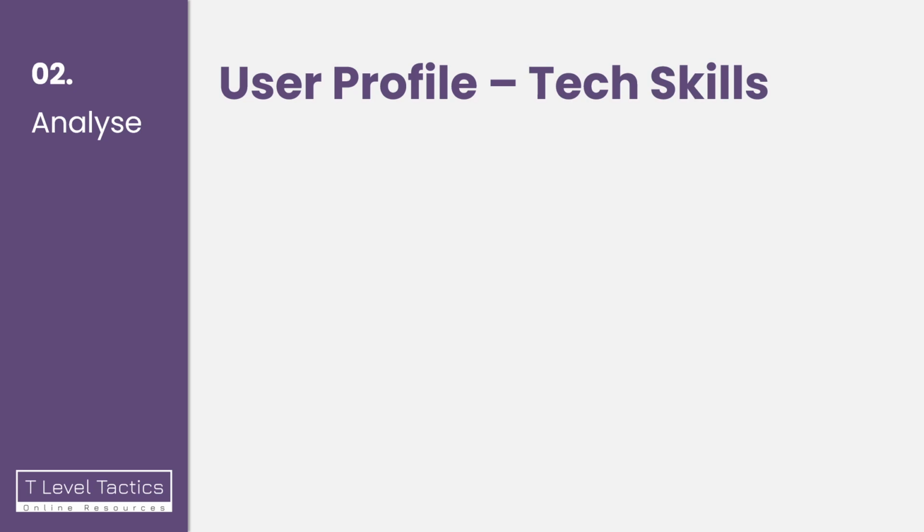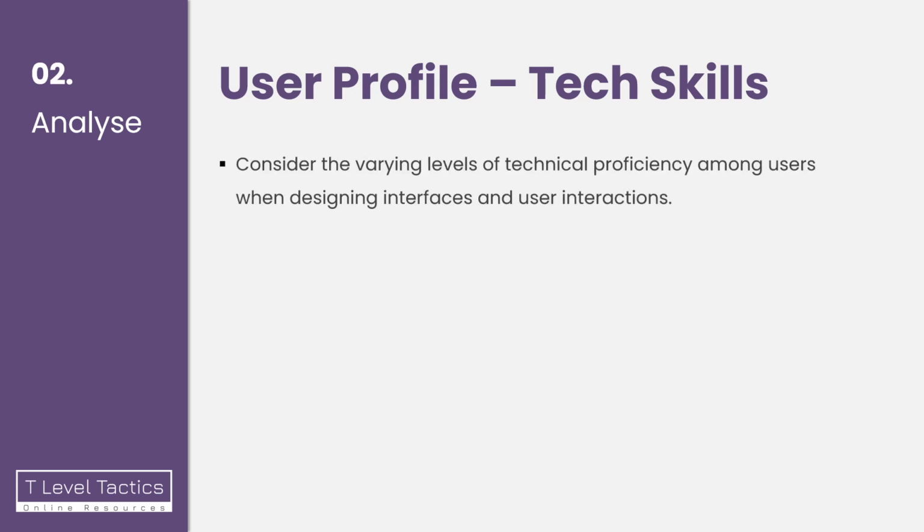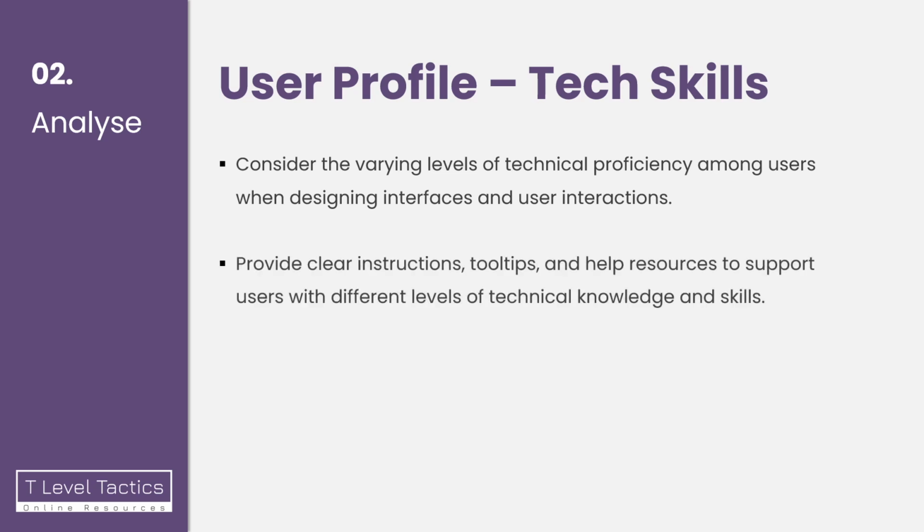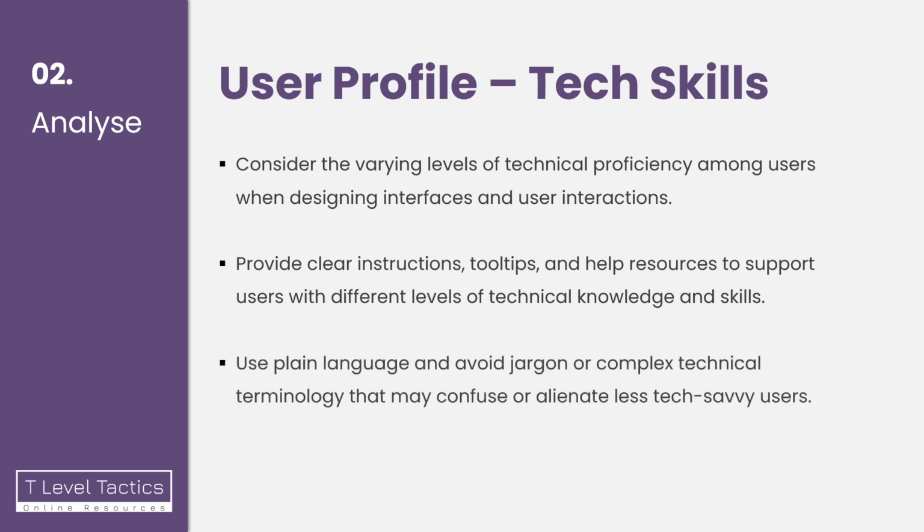Let's think about the technical ability first of all. Your users are going to have varying levels of technical proficiency. So you should design interfaces and systems that account for that. Perhaps you could provide clear instructions, tooltips, and additional help resources to support users with different levels of technical knowledge and skills. And it's always best to use clear, plain language, avoiding jargon or complex technical terminology that may confuse or alienate less tech-savvy users.